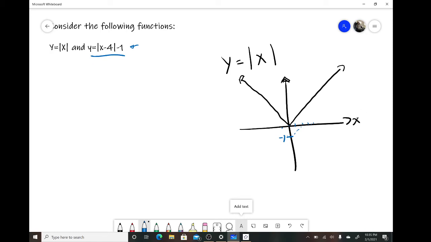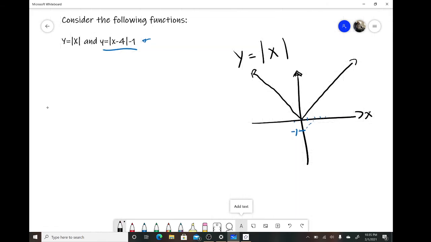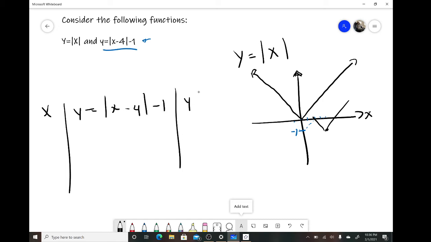Again, this is not too difficult to do, especially if we make a table. And again, if you get good at this, you will not need a table. Once you get good at this, you will see that this is going to look kind of like that. But for now, we're reviewing. You should definitely make tables. So this is y equals absolute value of x minus 4, minus 1. I have x and y. Maybe I should make my table smaller. I'm running out of space.